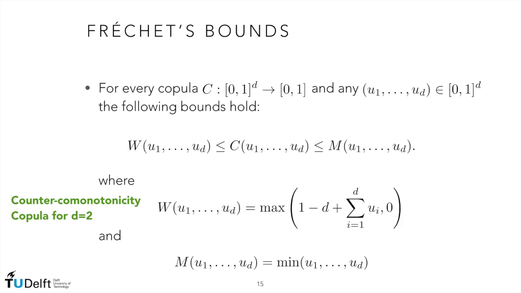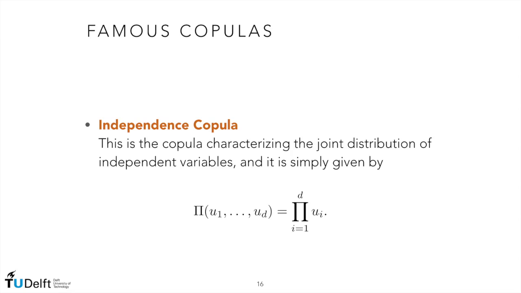The lower bound W is not a copula, not in general. It is a copula only in the bivariate case, and in that case it is called the countermonotonicity copula. It represents the case of perfect negative dependence. There are different examples of copulas we can take into consideration. For instance, the independence copula, that is the copula characterizing the joint distribution of independent random variables. As expected, it is the product of the probability transforms.